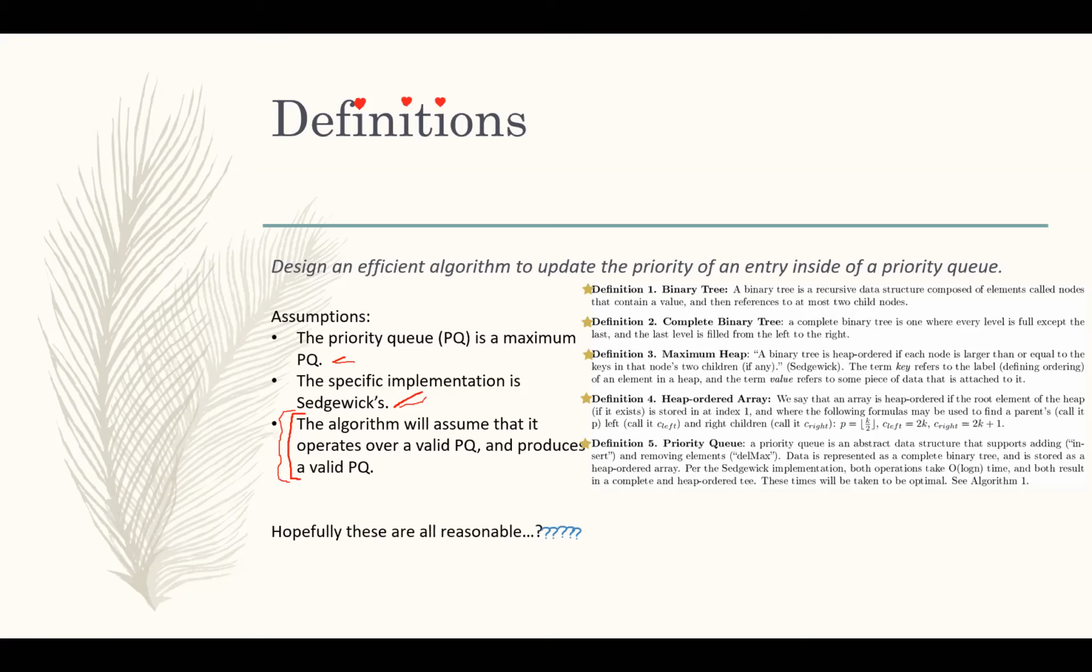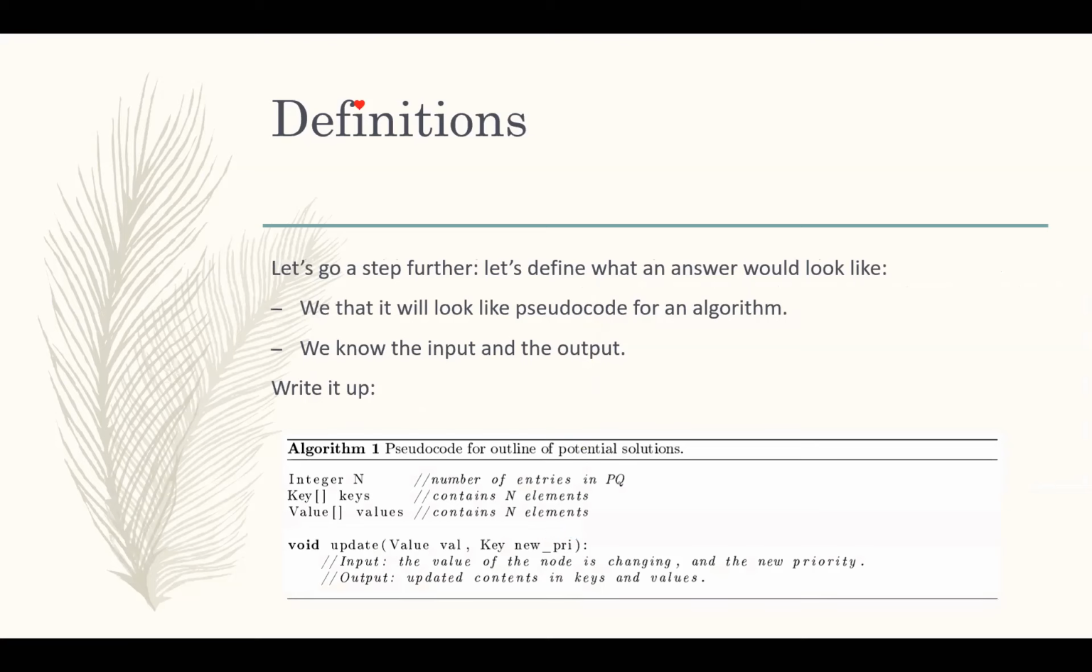All right, I have 1 minute, so I'll do one more slide and then we'll call it a day. So last thing, we have our definitions. The final thing we'll define is what our algorithm looks like. We know we're going to be writing pseudocode for an algorithm, so we're going to be writing a function. What does that function look like?